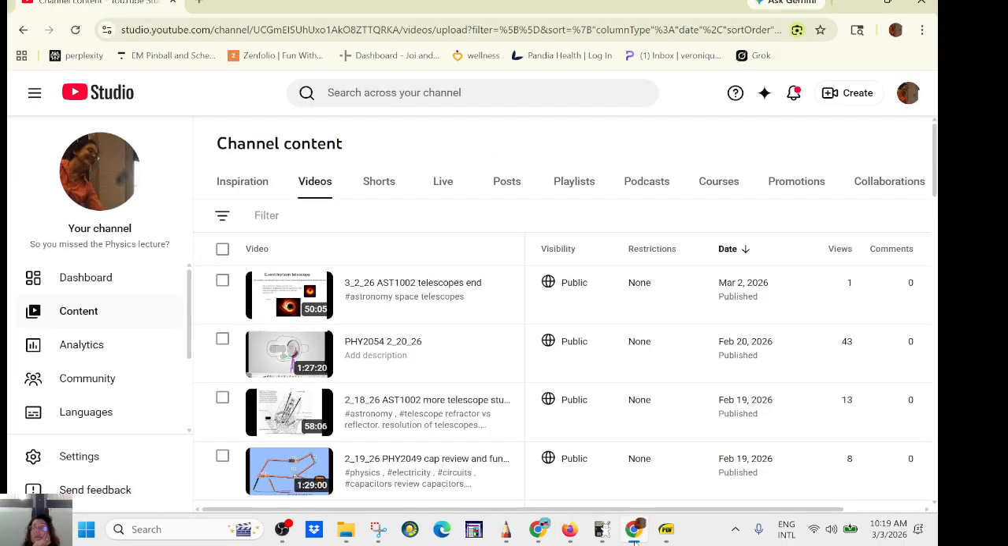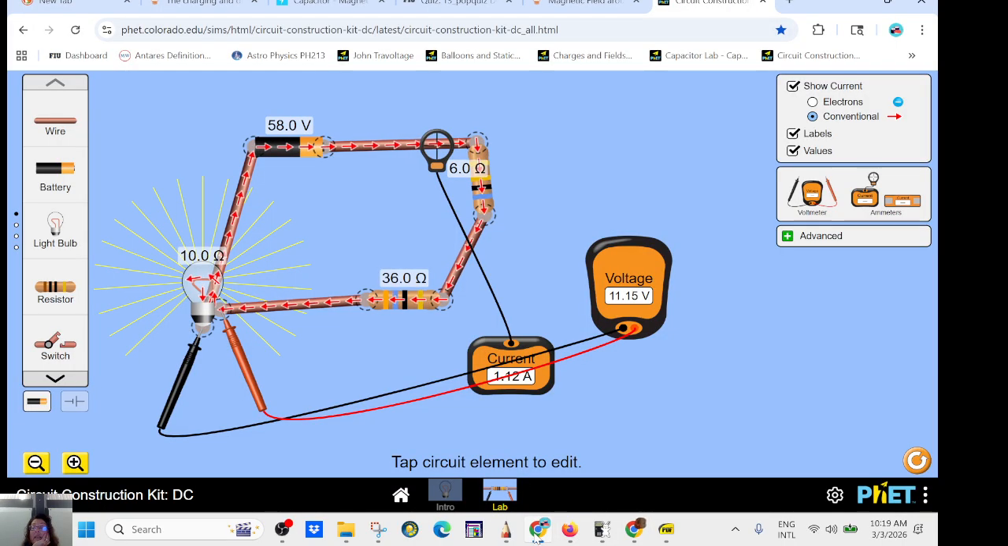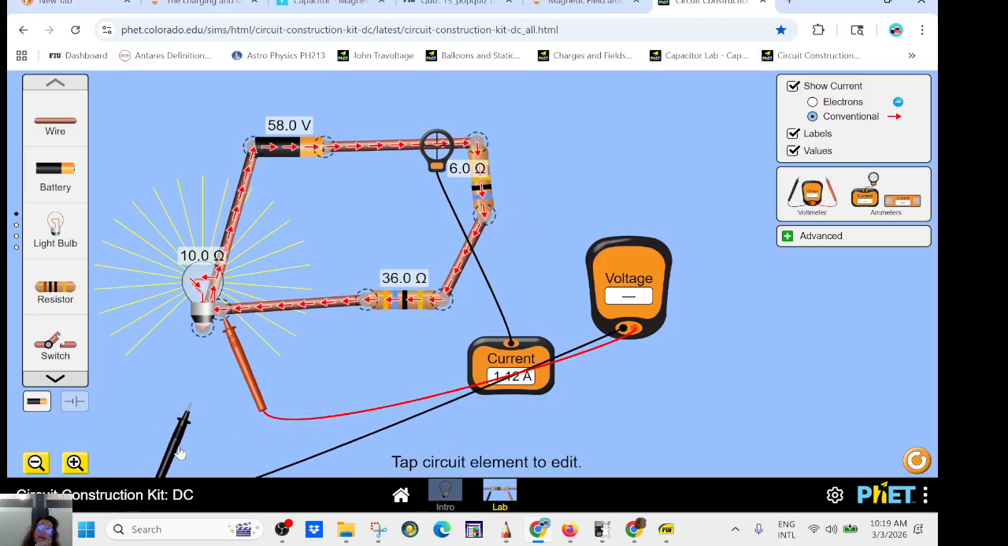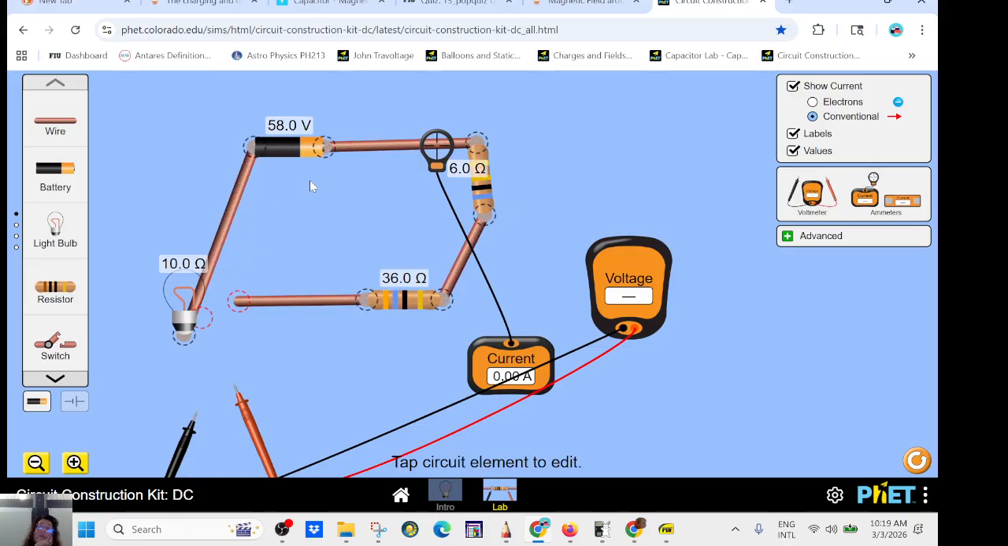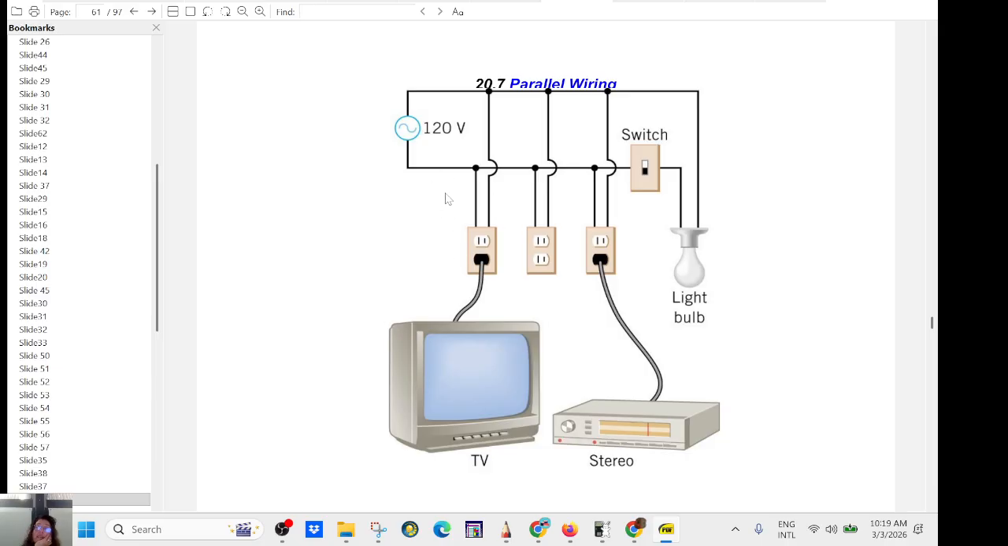If one is not working, like if you turn off the TV, you can still listen to the music, right? So if I go back to here, if this one is not working, maybe this one is fried, if I open here, no one gets it. And if this one is open, everyone else still gets it. It doesn't affect the other loads.